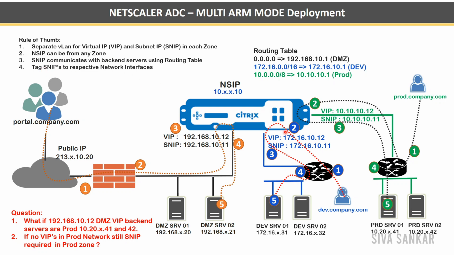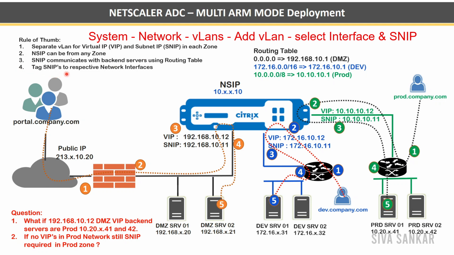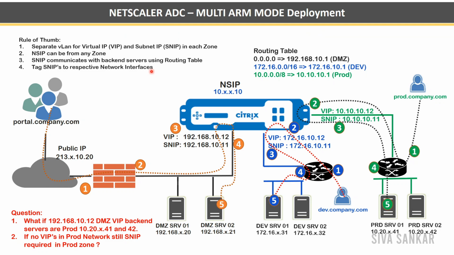So based on your routing table only, you have to open your firewall rules, right? So tag SNIPs to respective network interfaces. This is very important. As I said, you go to your NetScaler, Configuration, System, Network, Interfaces, select each interface, and when you select the interface, down below you will see all the IPs. Select that interface. That's it. You are good.